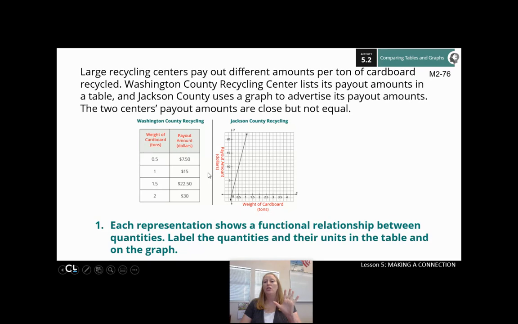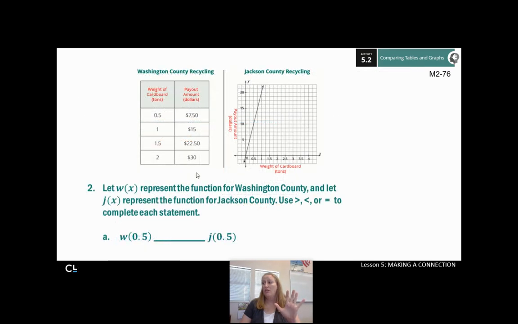So remember, now we're going to use function notation. Remember how this works. We're going to let W of x represent the function for Washington County, and we'll let J of x represent the function for Jackson County. And we're going to use greater than, less than, or equal to to complete each statement. You have several statements, A, B, and C on down here. You're going to complete all of these statements with either a less than, greater than, or equal to.